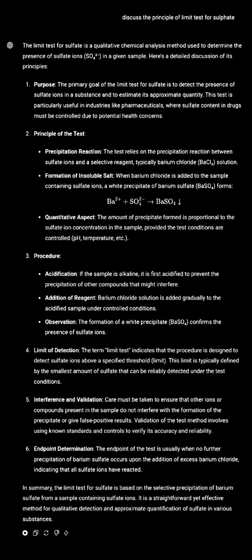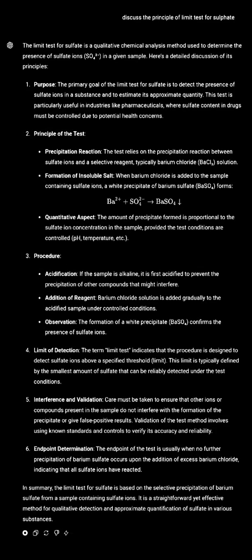3. Procedure. Acidification. If the sample is alkaline, it is first acidified to prevent the precipitation of other compounds that might interfere. Addition of reagent. Barium chloride solution is added gradually to the acidified sample under controlled conditions. Observation. The formation of a white precipitate, BaSO4, confirms the presence of sulfate ions.